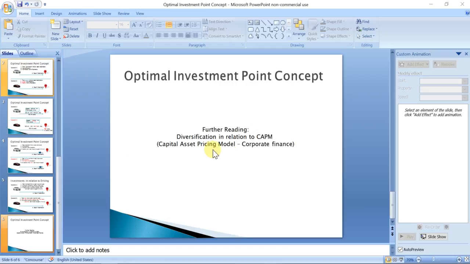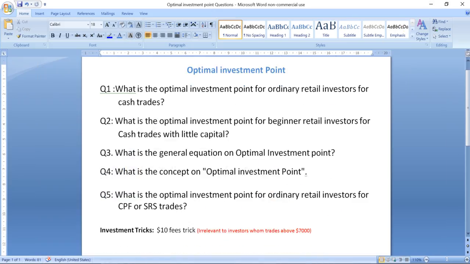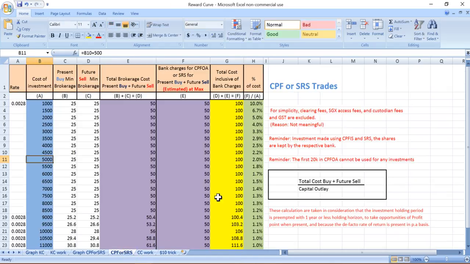Right, so now we go to question 5. What is the optimal investment point for an ordinary retail investor for CPF or SRS trades? So what I have here, similarly, I've worked the Excel sheets. As usual, the investment capital is presented in the column highlighted in blue, the present buy and the future sell brokerage fee. We then sum up the brokerage cost incurred at the securities house and present it in one purple column. Thereafter, we identified the CPFIS banking fees.